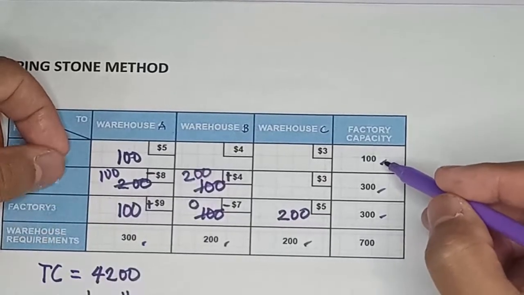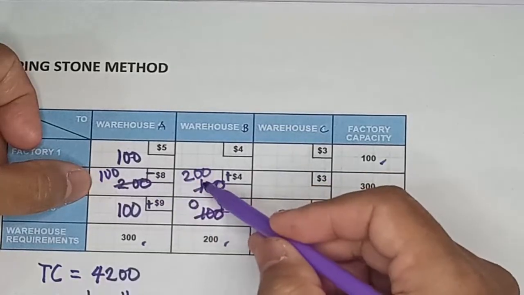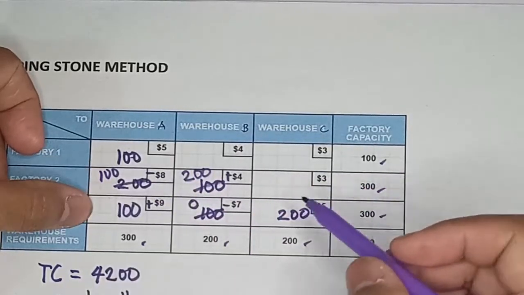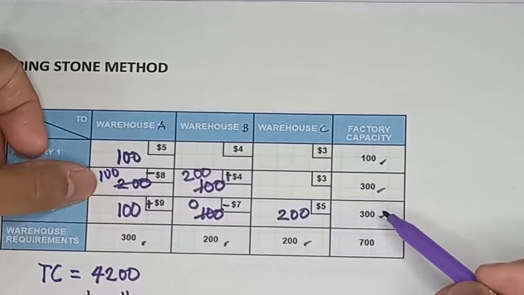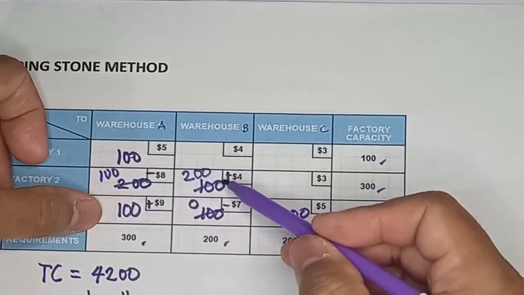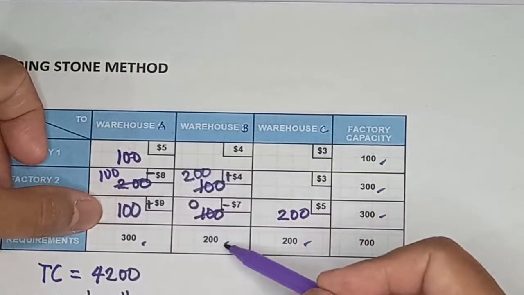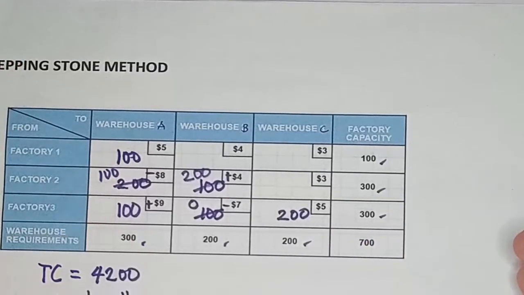This is still equal to 100. This is 100 plus 200 equal to 300. 100 plus 0 plus 200, that's equal to 300. 100 plus 100 plus 100, that's 300. 200 plus 0, that's 200. And 200 equal to 200.